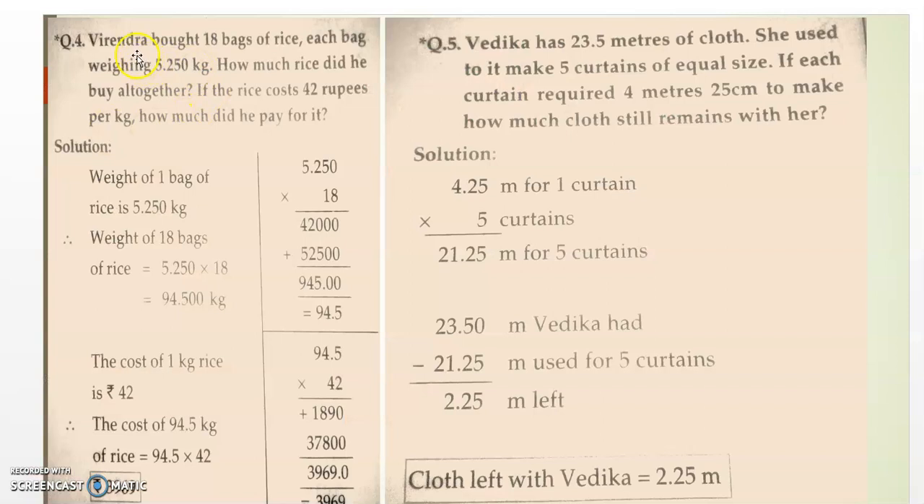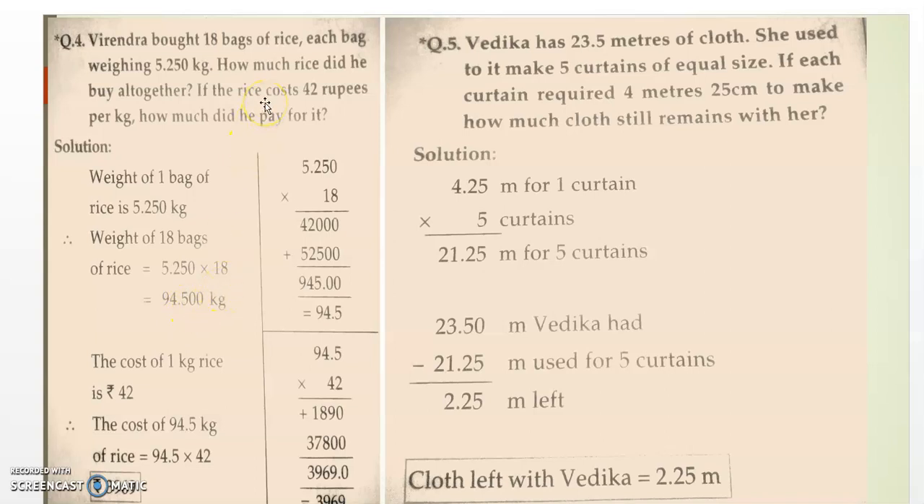Now come to the word problem. It is said Virendra bought 18 bags of rice, each bag weighing 5.250 kg. So the weight of one bag is how much? 5.250 kg. So what will be the weight of 18 bags? You have to multiply. When you multiply, you will get this answer. Then you count after how many numbers the decimal comes: 1, 2, 3. After getting the answer, 1, 2, 3, that is 94.5. So you got the answer.